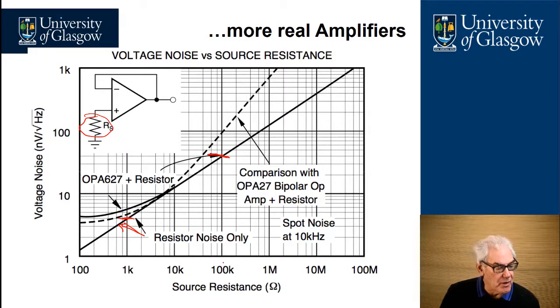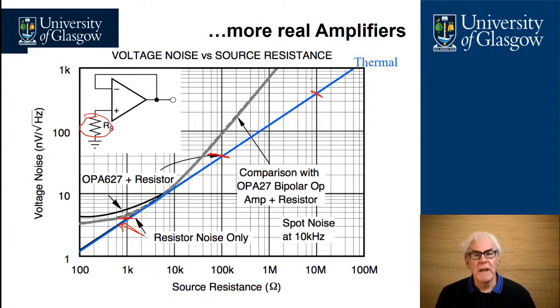And if we continue from 100k up to 10 megohms, we discover that it crosses at 400 nanovolts per root hertz. For every 2 decades of increase in source resistance, you increase the noise spectral density by 1 decade because it operates as the square root. The blue line here defines the thermal resistance associated with RS, the source resistance. And the grey line shows the performance of the OPA27 bipolar op-amp connected to the resistance.